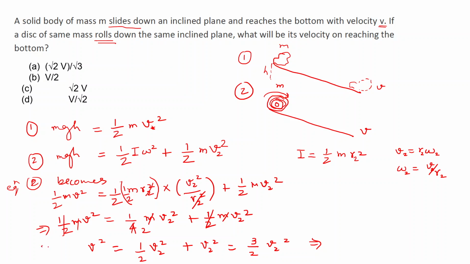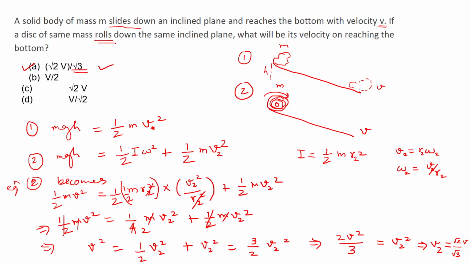So from this equation we'll find out, so this will be 2v square divided by 3 is equal to v2 square. When we remove the square, we take the square root, so v2 will be root 2 by root 3 times v. So our final answer will be root 2v by root 3. This is the correct answer for this case.